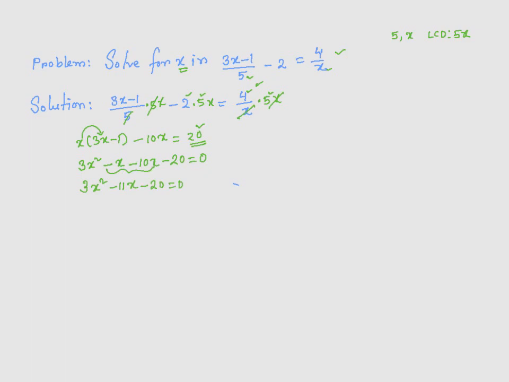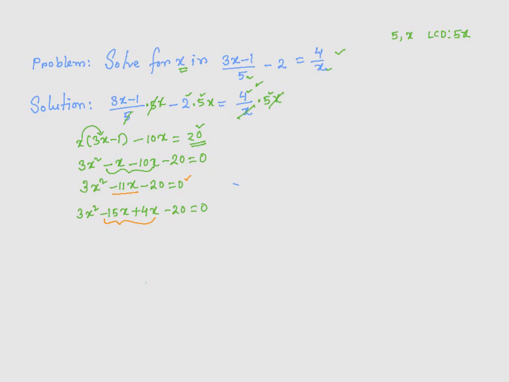Now this is a trinomial. You can solve it by factoring. The problem is designed in such a way that it turns out to be nice factors. So what it is going to be is this. I'll just do it here. 3x squared minus 15x plus 4x minus 20 is equal to 0. Look, I have taken this negative 11x and rewritten it as negative 15x plus 4x. So in essence, I have taken this trinomial and converted it into sort of a quadrinomial.